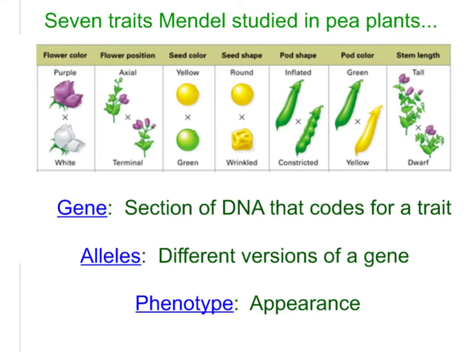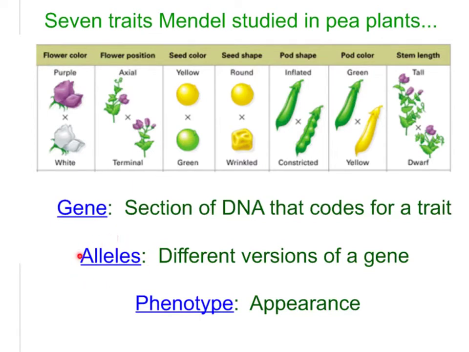So, if you'll remember the 7 traits that Mendel studied in pea plants, we have those here. Remember, these are the traits: the flower color, the flower position, the seed color, seed shape, pod color, stem length. Those are the different traits. And you'll remember from the last section what a gene is. It's the section of DNA that codes for a particular trait. So the section of DNA that codes for the flower color, that would be a gene for flower color, or the gene for flower color.